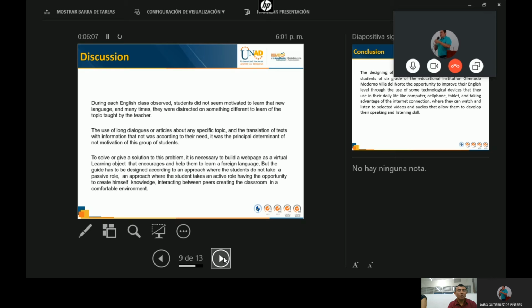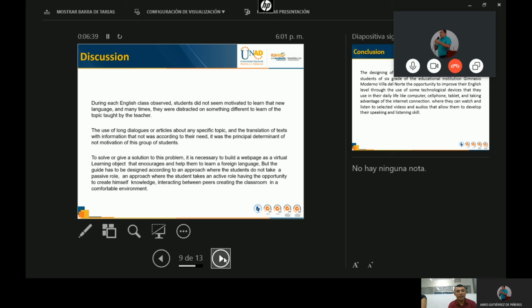Discussion. During each English class observed, the students did not seem motivated to learn the new language, and many times they were distracted by something different from learning or the topic taught by the teachers. The use of long dialogues or articles about any specific topic and translating long texts with information that was not according to their needs is the principal determinant of the lack of motivation of this group of students.